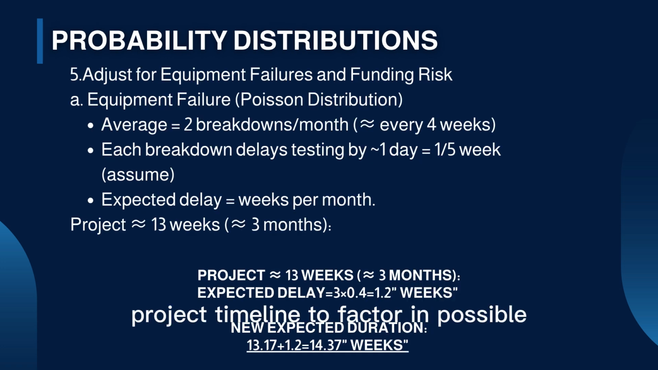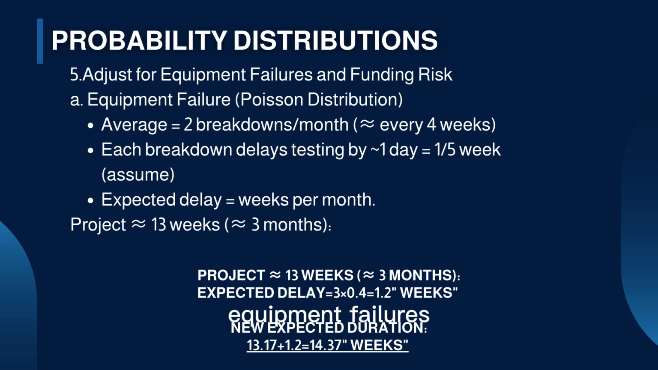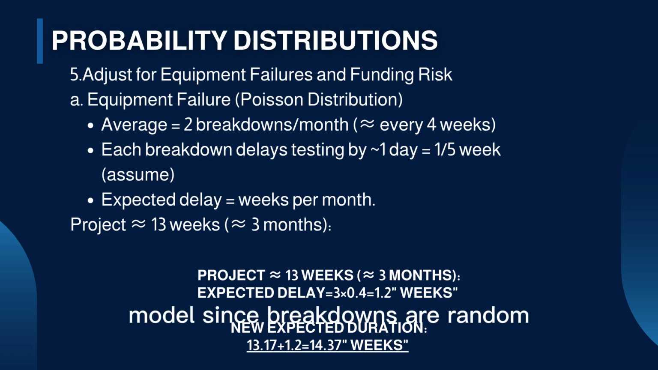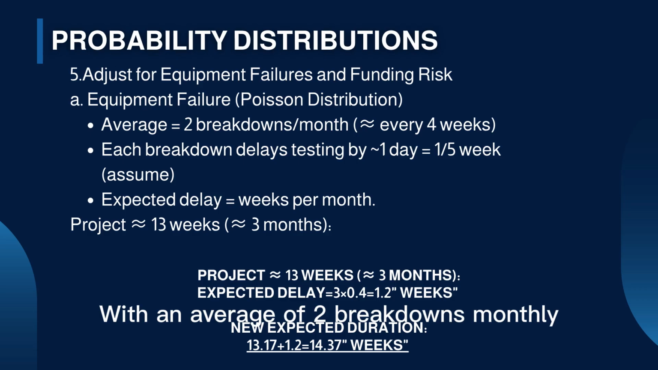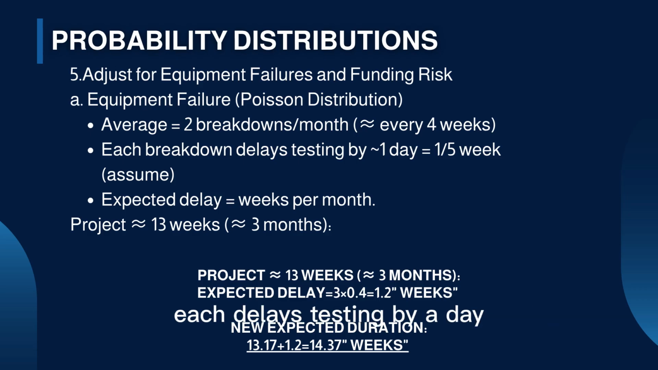Next, we'll tweak our project timeline to factor in possible equipment failures, using a Poisson model since breakdowns are random. With an average of 2 breakdowns monthly, each delays testing by a day. So over 3 months, we're looking at about a 1.2-week delay, making the new timeline roughly 14.37 weeks.